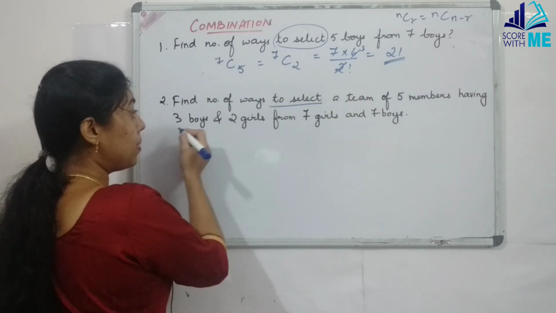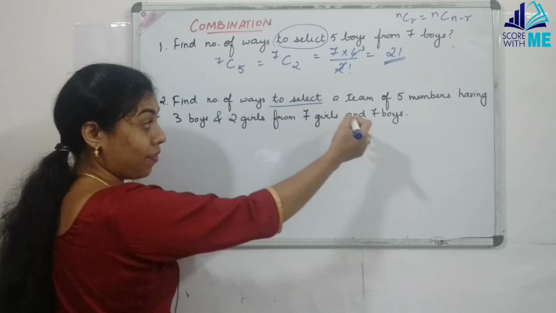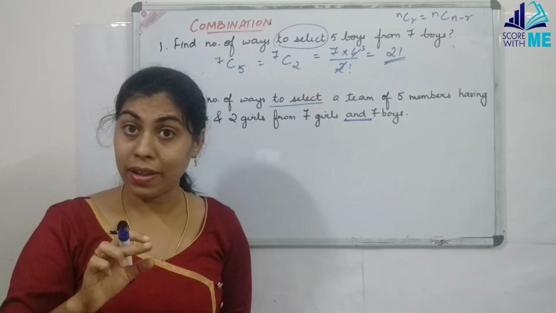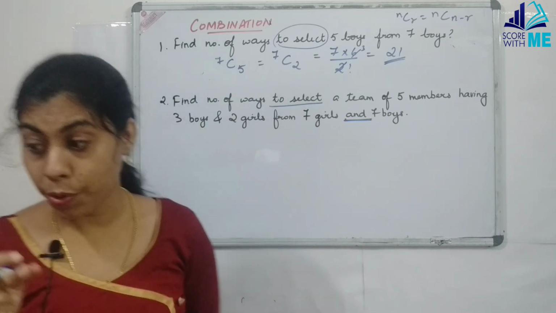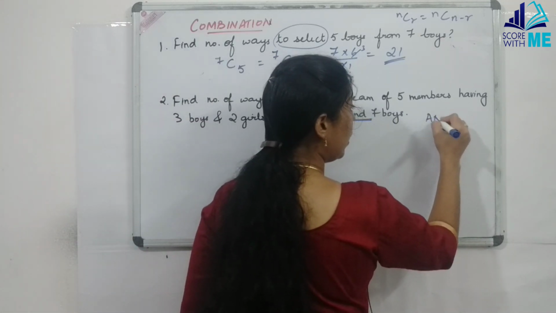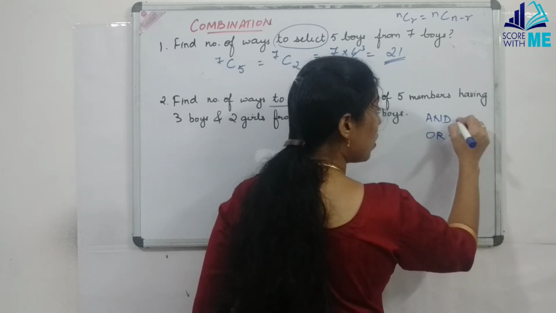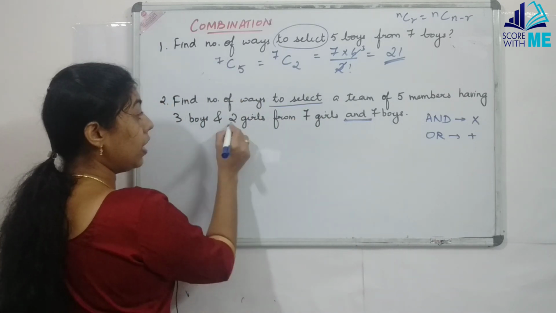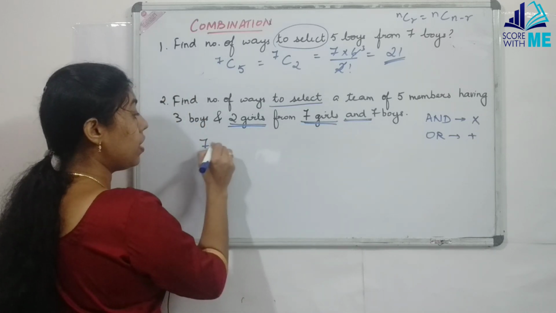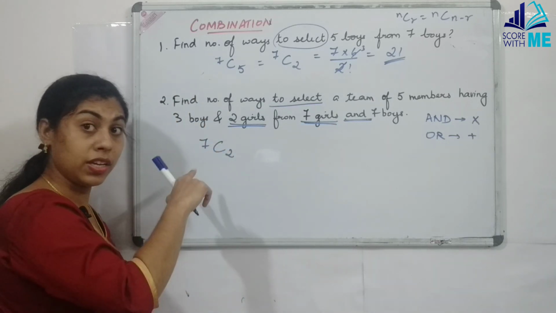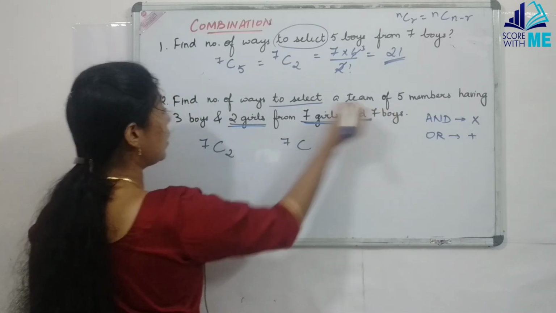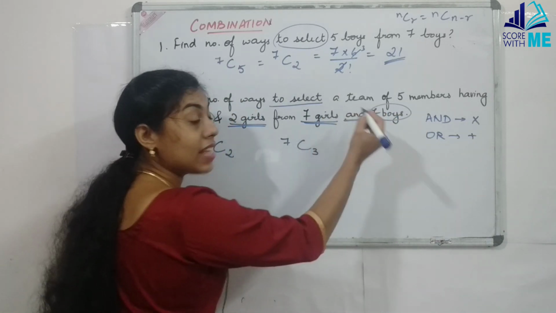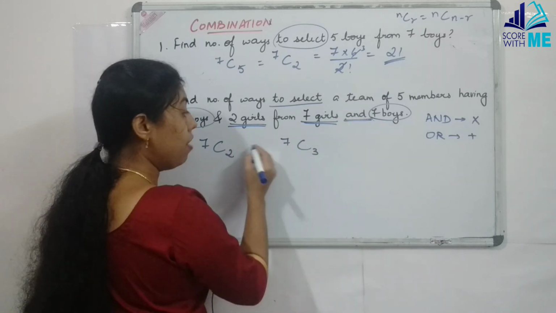Number of ways to select 5 members having 3 boys and 2 girls from a big crowd of 7 boys and 7 girls. Here, and. So and means it is multiplication. And or was addition. Hope you remember that, and that has to be given importance here. We need to know those small things. So remember, or is addition and and is multiplication. So from 7 girls we need 2 girls, so 7C2, that is the number of ways of selecting girls. Now for boys, we need 3 boys from 7 boys, so 7C3. Since it is and, we have a multiplication.